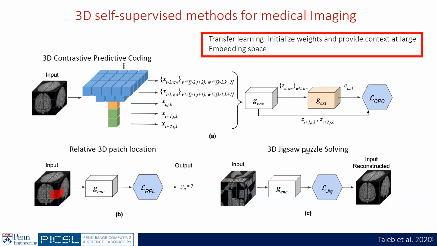Yeah, so on the right, this is another auxiliary task where I take my input MRI image and jumble it up, right? Like make a jigsaw out of it. And my auxiliary task here is to reconstruct the image back to its original, like solve this jigsaw puzzle, right?